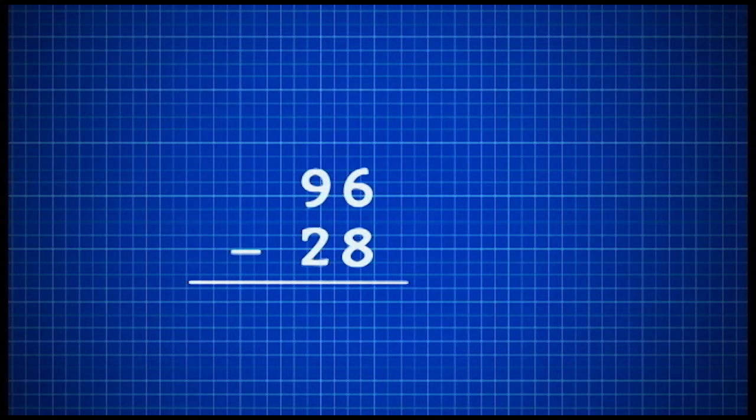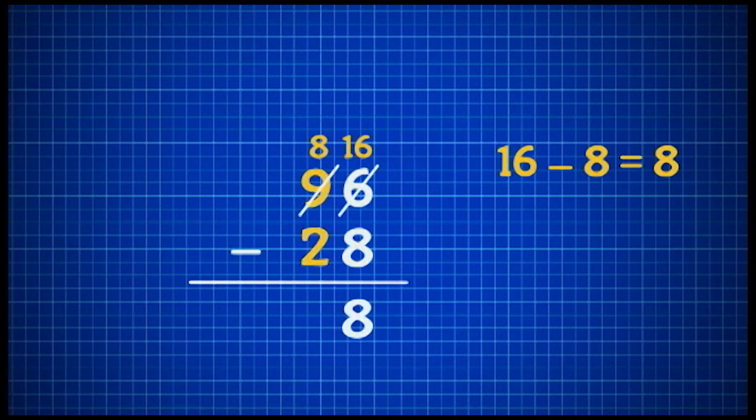Let's look at this question. 96 minus 28. So we look at the ones place first as usual. 6 cannot be minus by 8. So we need to borrow 1 10 from tens place, which make it 16. 16 minus 8 is equal to 8. Now on the tens place, the 9 becomes an 8, since we borrow 1 10 to the ones place. 8 minus 2 is equal to 6. Combine them, it will be 68.